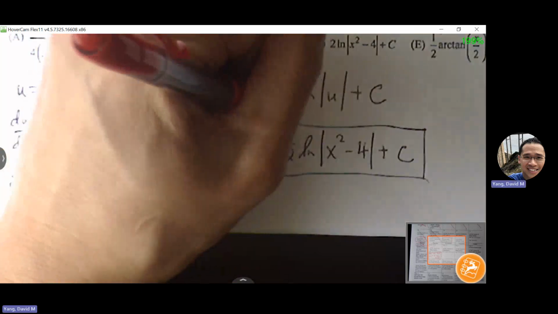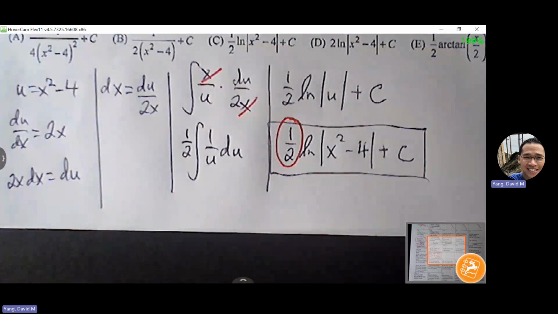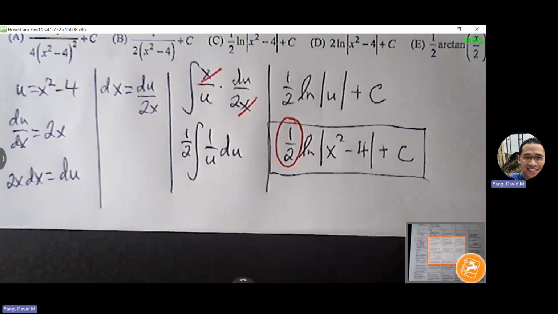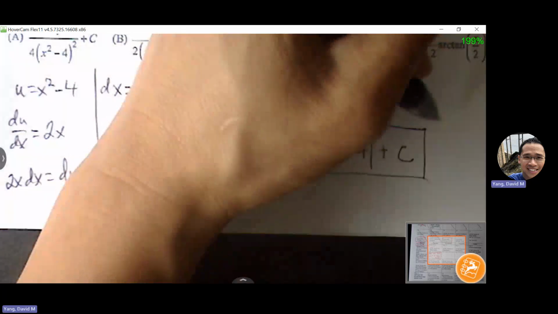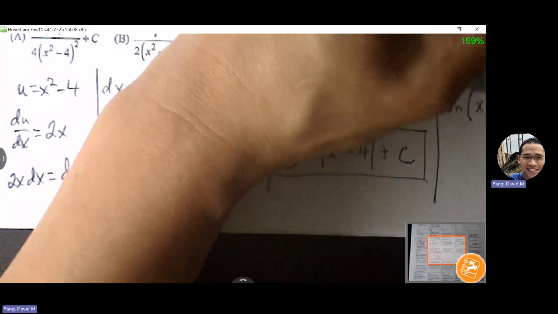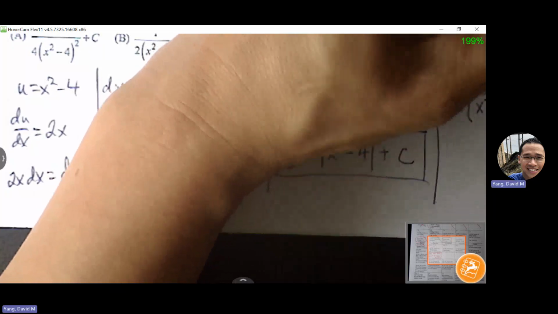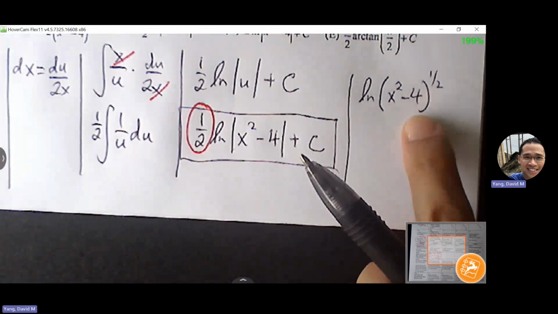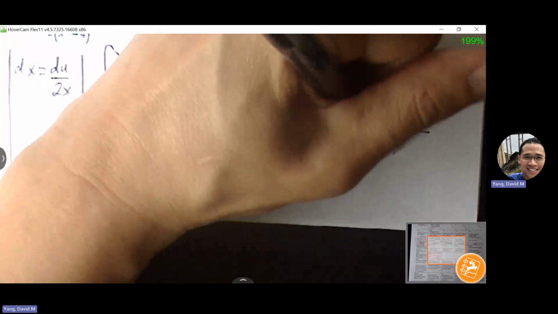It has to do with this 1/2. Where can this 1/2 be placed? Okay, yeah, in the denominator, but also a log property. What's a log property that we can use? Exponent. So this can be brought up as an exponent, meaning it's natural log of x squared minus 4 to the 1/2. And how else can this 1/2 be written? As square root. Yeah.